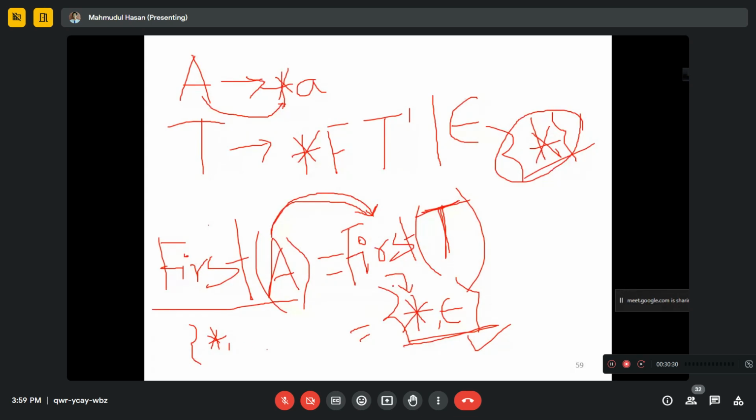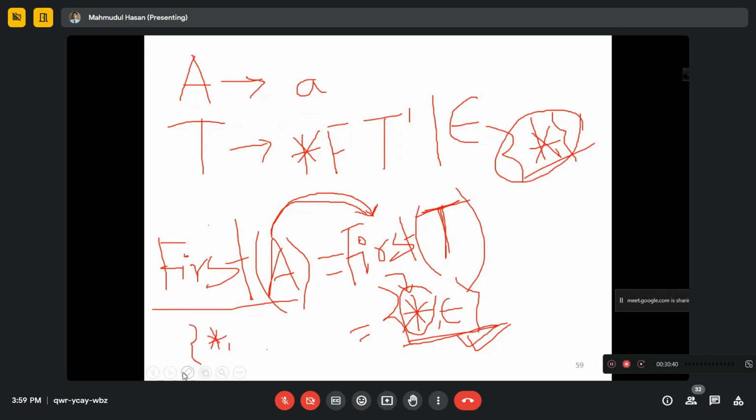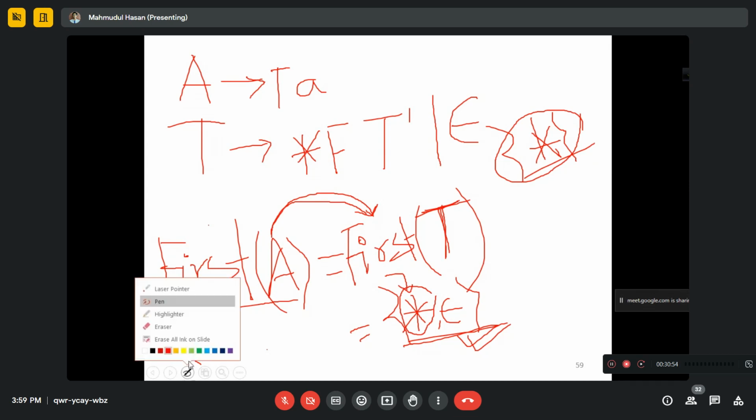Then again, there are two firsts. At first you replace non-terminal T with star. Now you need to replace non-terminal T with epsilon. When you replace non-terminal T with epsilon, this T will be removed, because if you replace anything with epsilon, that one will be removed.